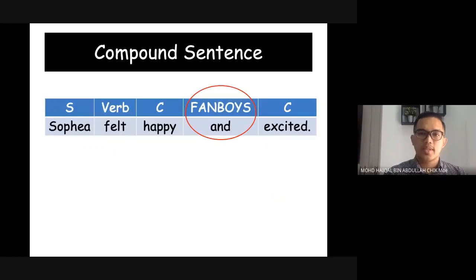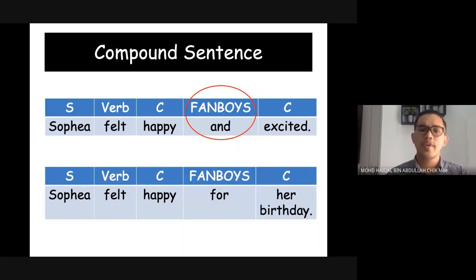All right. For example, Sophia felt happy. We expand the sentence. Sophia felt happy and excited. Now from a simple sentence, Sophia felt happy, it becomes a compound sentence. Another one. Sophia felt happy for her birthday. All right, we're expanding the sentence, and now it's not a simple sentence anymore. It has become a compound sentence.